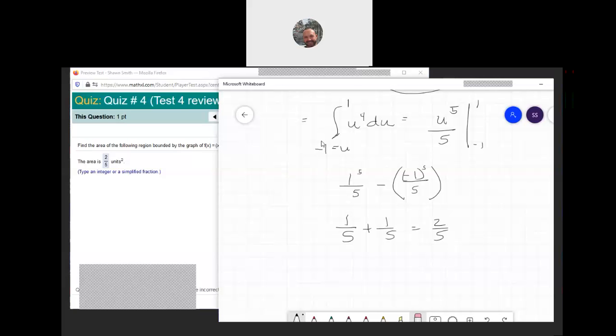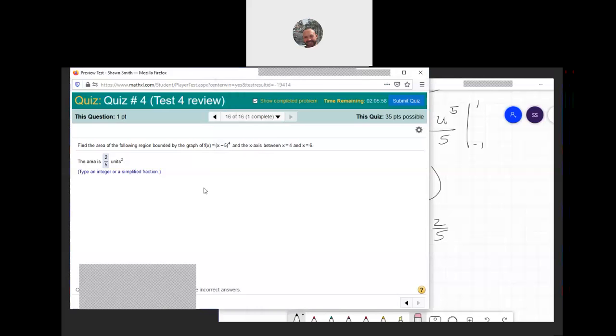So watch out for those. Anytime you're going to do substitution on a definite integral, your limits of integration need to also change. Okay.